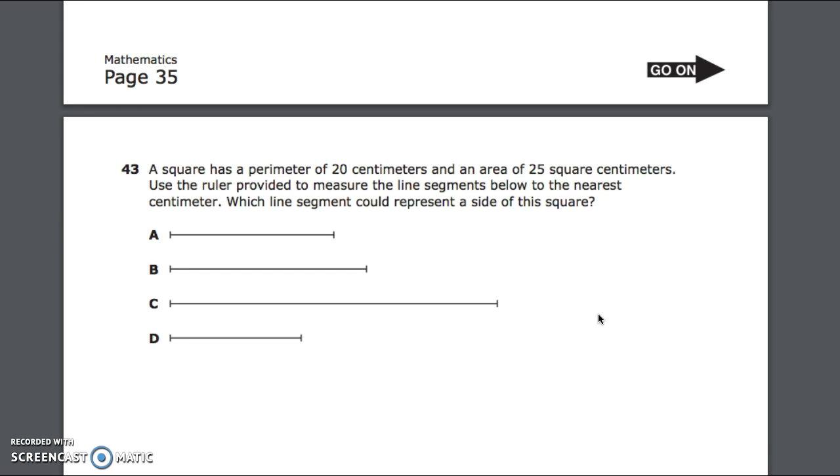Number 43. A square has a perimeter of 20 centimeters and an area of 25 square centimeters. Use the ruler provided to measure the line segments below to the nearest centimeter. Which line segment could represent a side of this square?